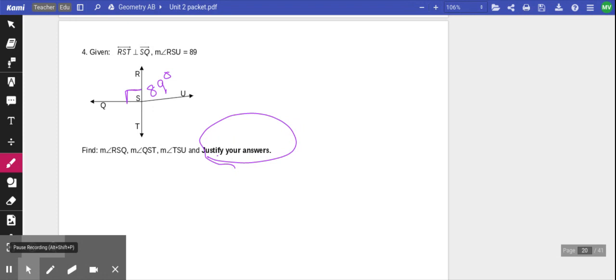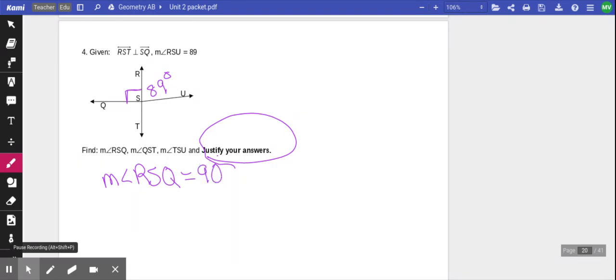Anyway, so where I was is this problem says to justify our answer. So we know that RSQ is a right angle, and we know that angle RSU is 89 degrees because that's what they told me. And they want me to find the measure of angle RSQ. Well, the measure of RSQ equals 90. And that one, you can't really show any work, so you're just going to say perpendicular lines. To find the measure of angle QST, that also equals 90 because it's also perpendicular lines.